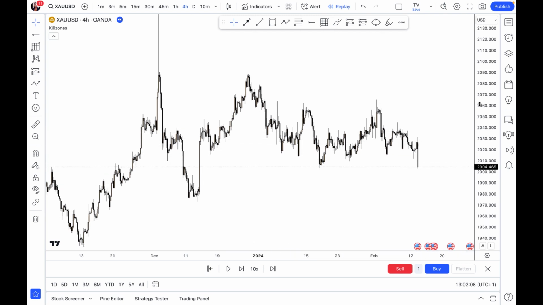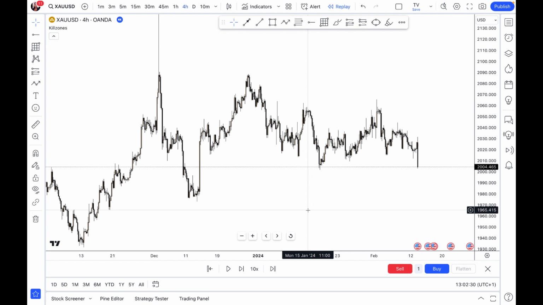Today we'll be using gold as our case study. A lot of times people have asked me, why don't you trade gold? Does supply and demand work on gold? And yes, I used to trade gold before. I used to trade indices before, but now I just focus on currency, only currency.